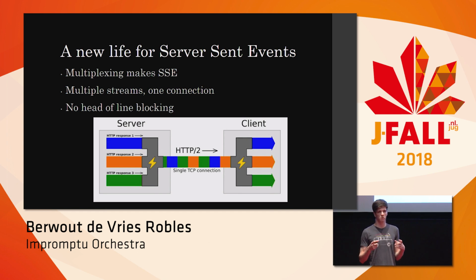HTTP2 meant a new life for server-sent events, because like I said, it was kind of nice that we had server-sent events, but you'd have to use up the whole HTTP connection. And because HTTP2 uses multiplexing, we can now make that much easier. We only need one HTTP connection to do multiple server-sent event streams. And there's no head-of-line blocking. And head-of-line blocking means when you're waiting for a long request to finish. Because we're no longer limited to 6 connections.